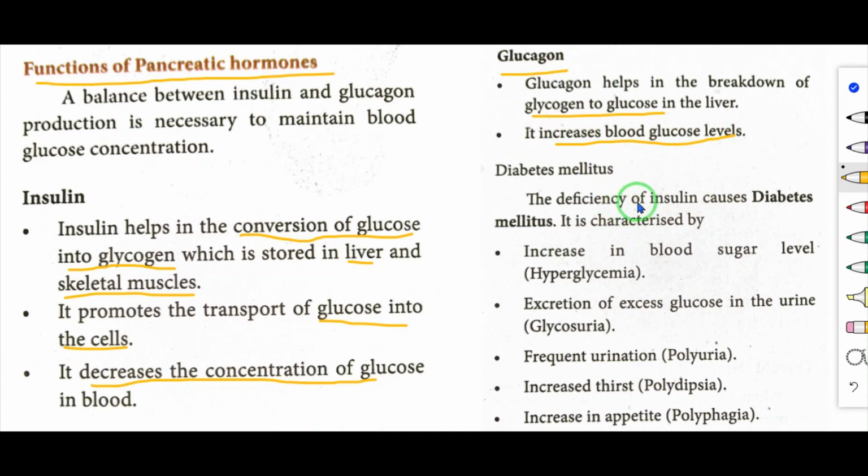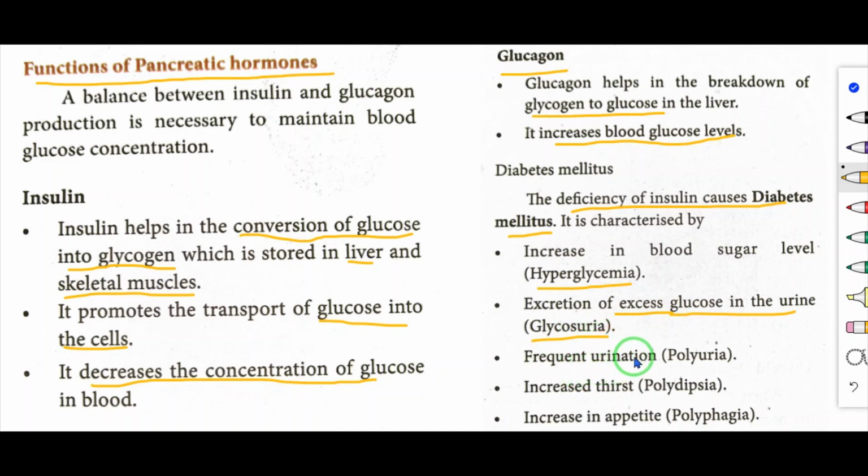The deficiency of insulin causes diabetes mellitus. What are the symptoms? First, increase in blood sugar level, known as hyperglycemia. Second, excretion of excess glucose in the urine, known as glycosuria. Third, frequent urination.